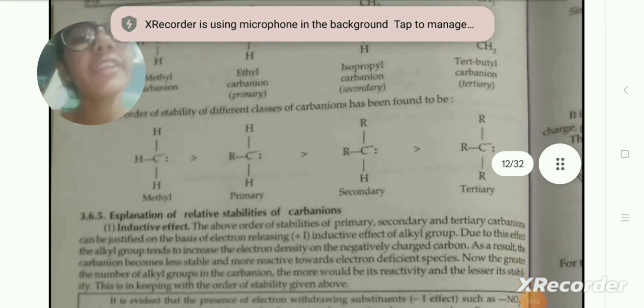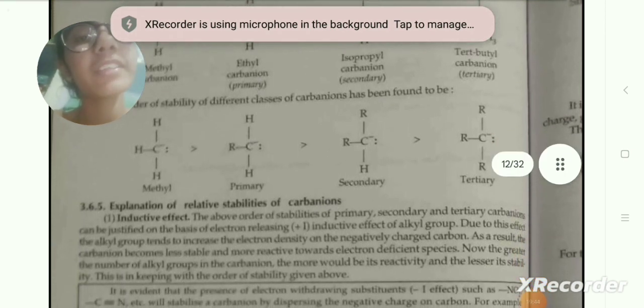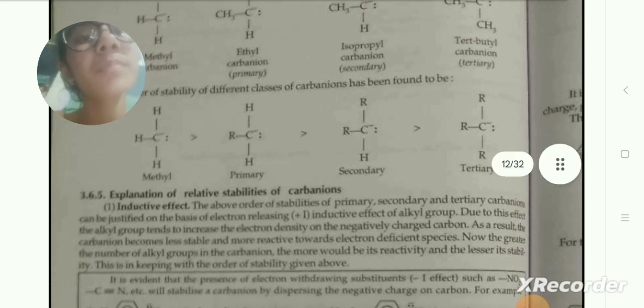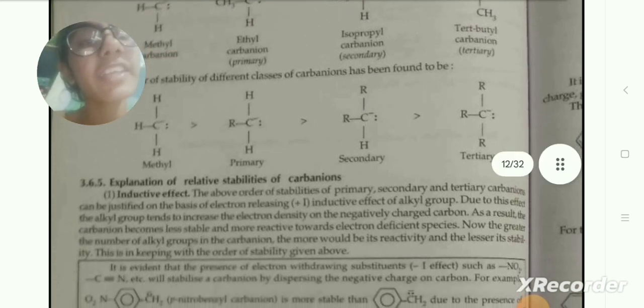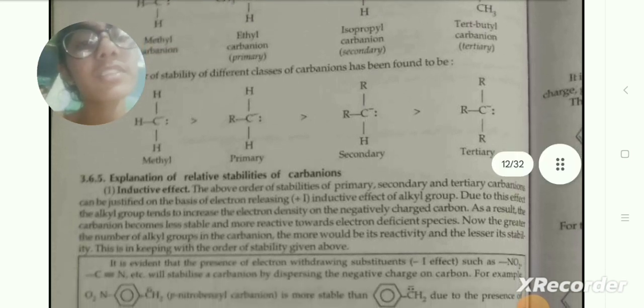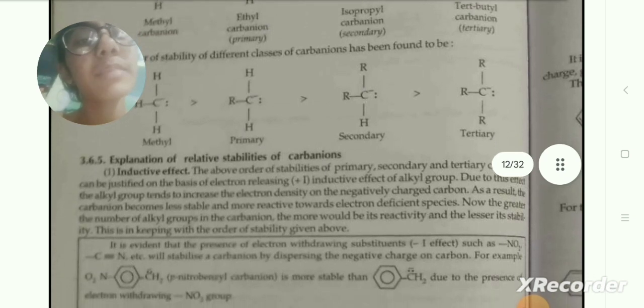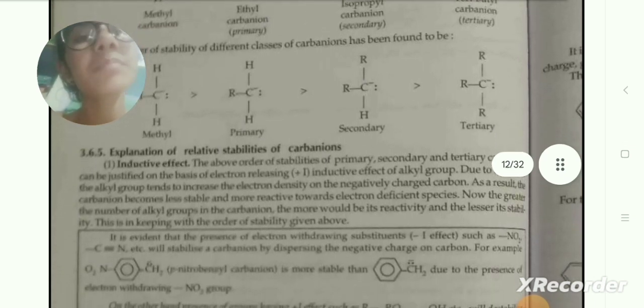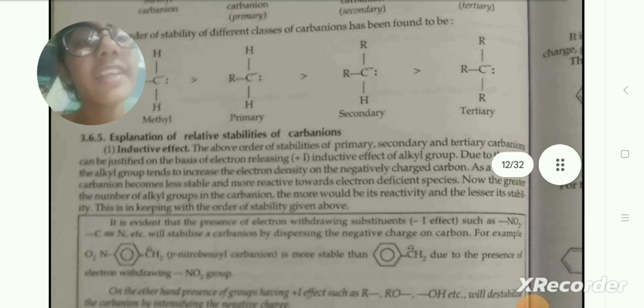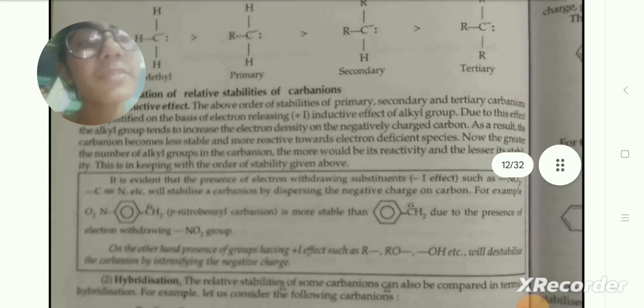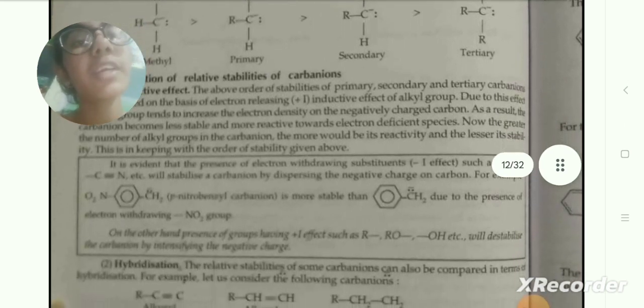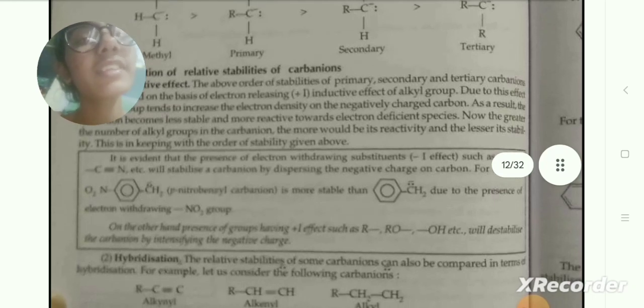Explanation of the relative stabilities of carbanions. The first one is the inductive effect. The above order of stability, primary, secondary, and tertiary, is justified on the basis of the electron-releasing plus I effect of the alkyl group. Due to this, the alkyl group tends to increase the electron density towards the electron-rich species. Now, the greater the number of alkyl groups on the carbanion, the more would be its reactivity, and the lesser its stability.